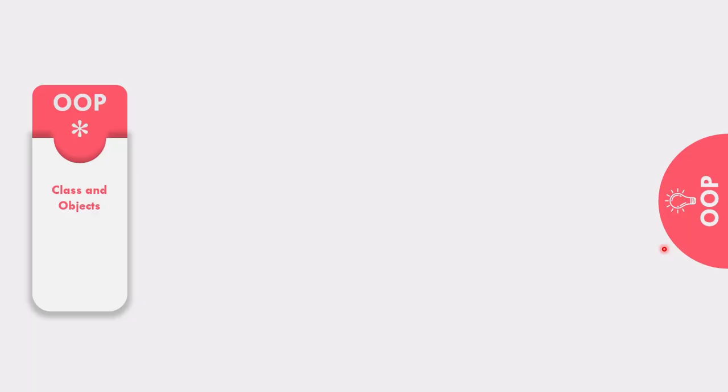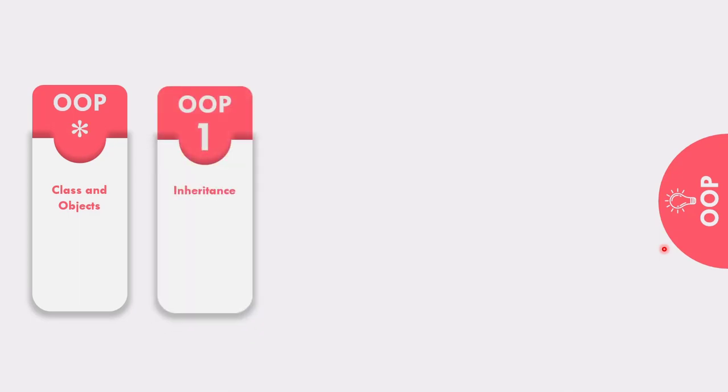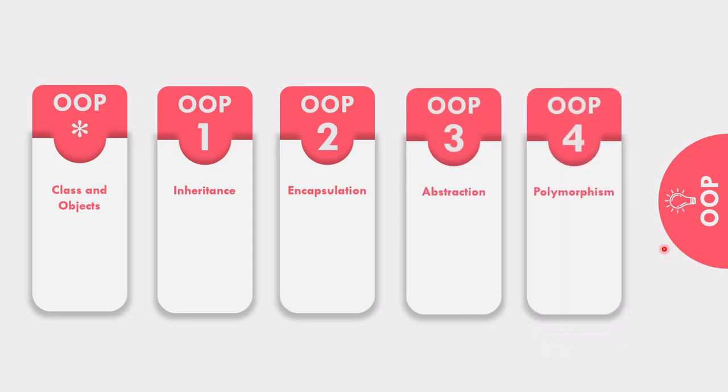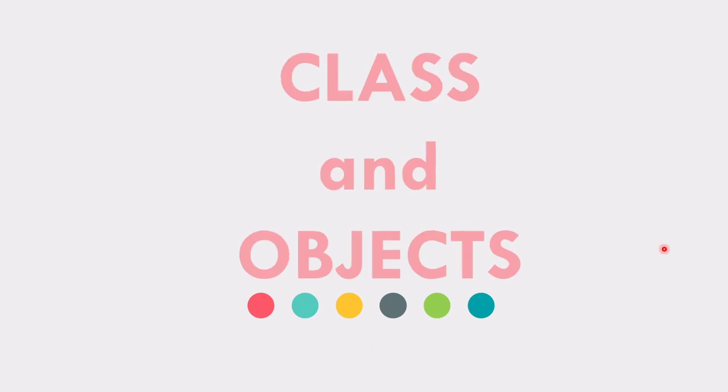The video will explain classes and objects and four main object-oriented concepts: inheritance, encapsulation, abstraction, and polymorphism.